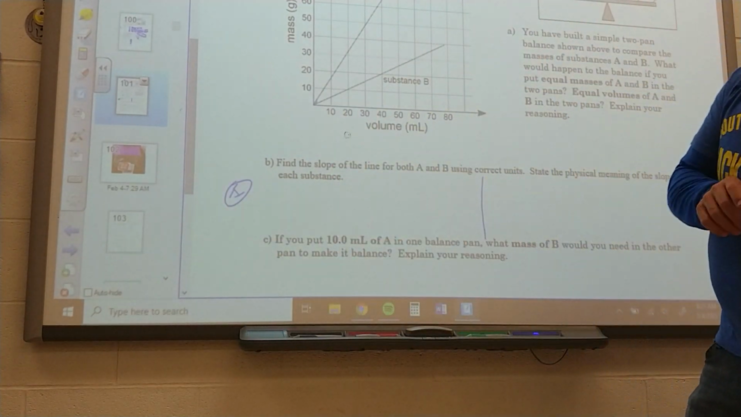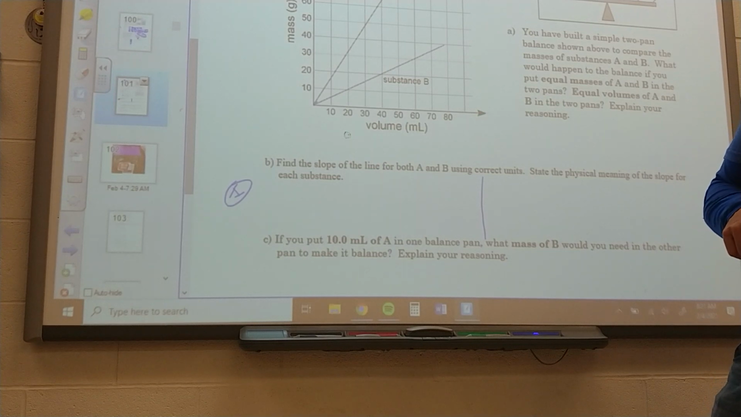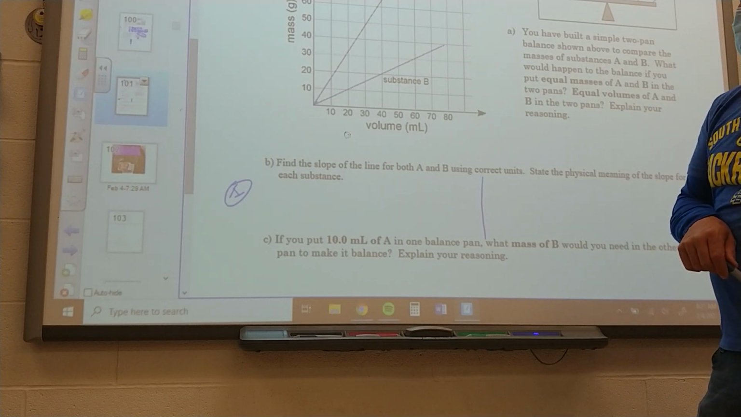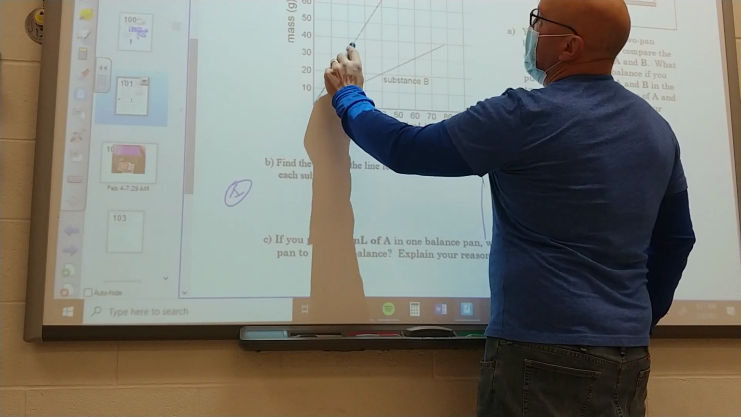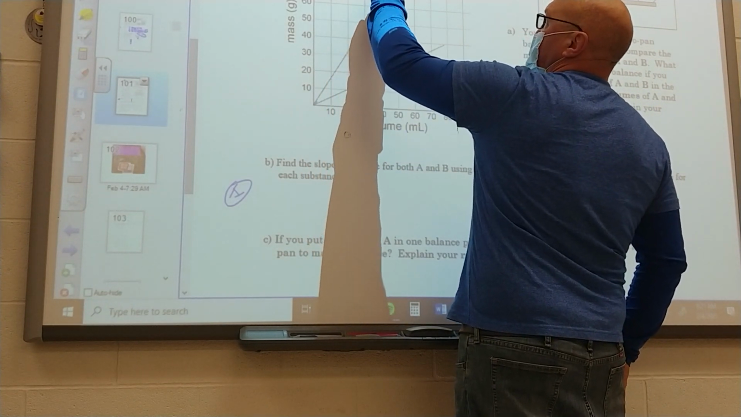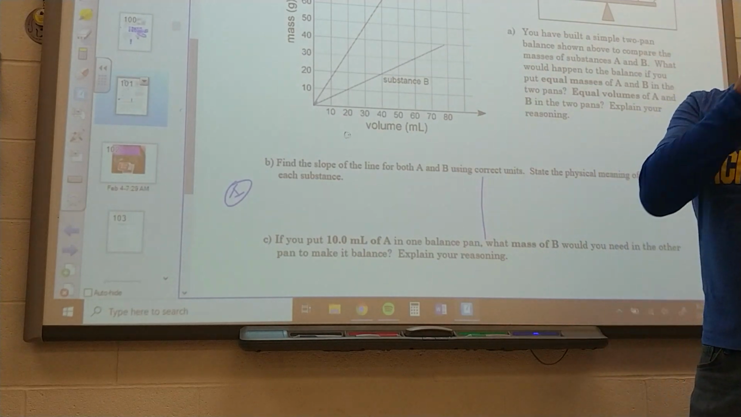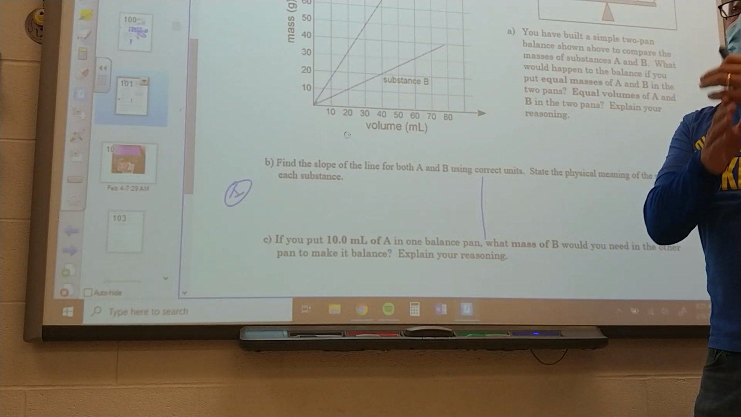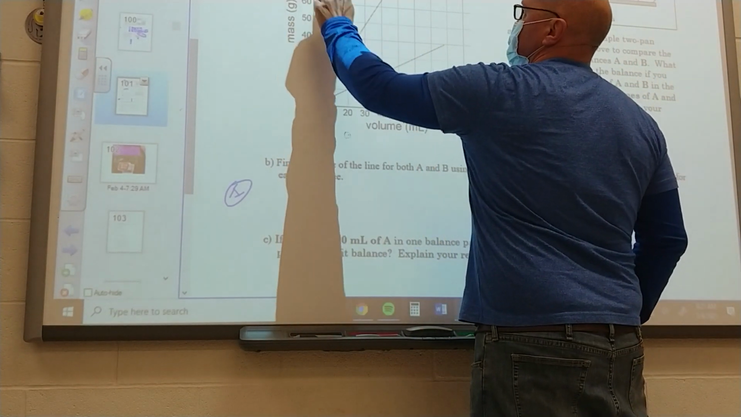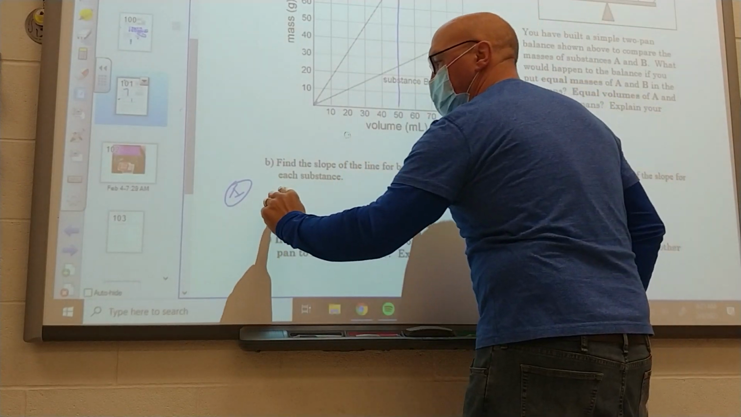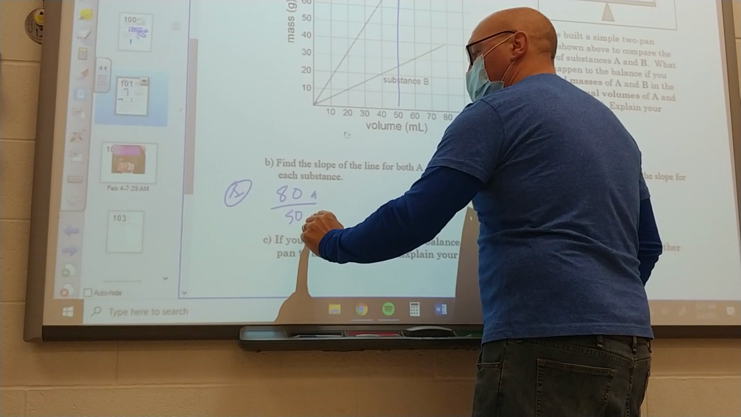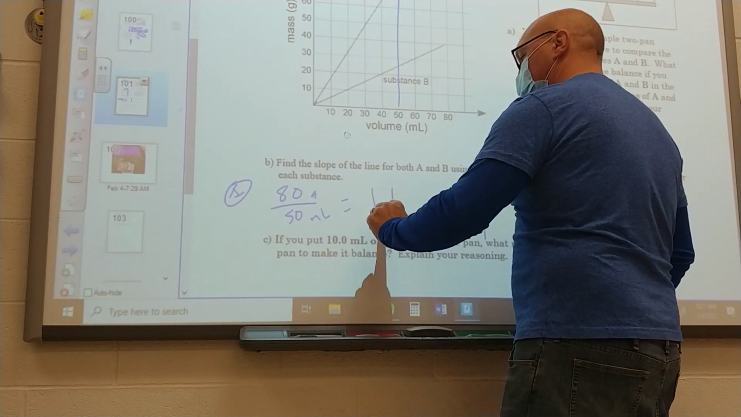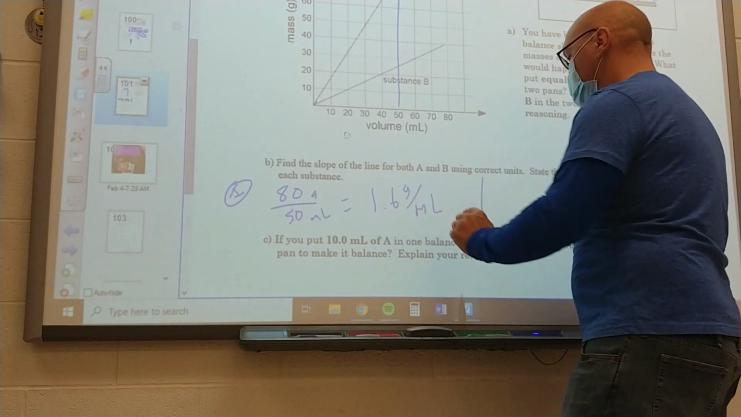Here's what I suggest. Find a point that's really easy to read. I'm not going to pick that point or that point or that point. I'm going to find one that crosses. You don't have to, but to me it seems easiest if you can find a place where it hits an intersection. You can look across and see 80, you can look across and see 50. I got 80 grams over 50 milliliters, 1.6 grams per milliliter.